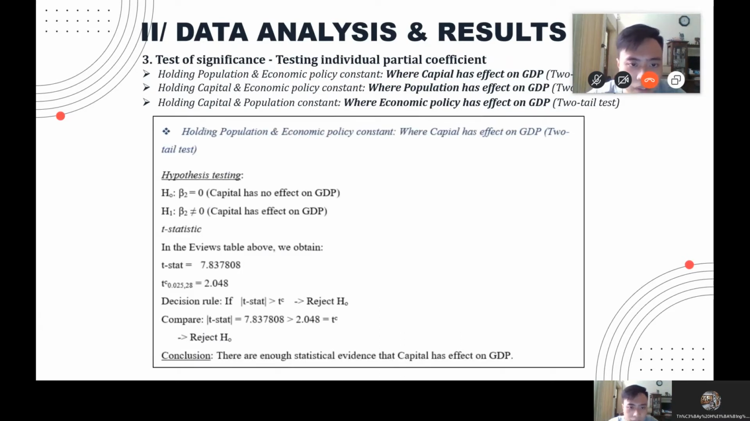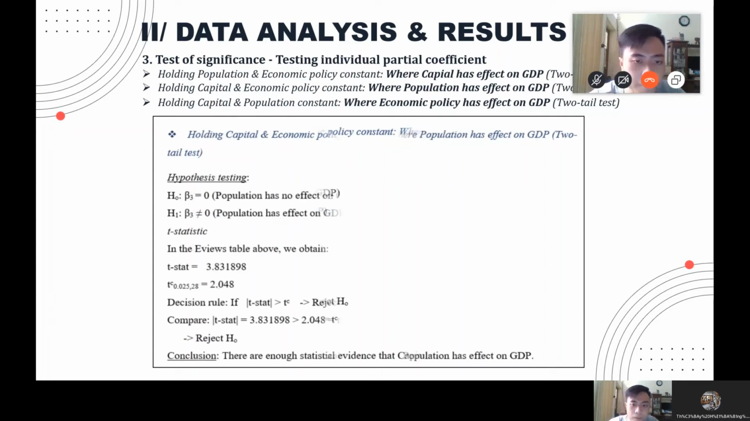With the first variable, holding population and economic policy constant, does capital have an effect on GDP? I use a two-tailed test, with H0 being that capital has no effect and H1 being that capital has an effect on GDP. The T stat, as you can see here, is greater than T critical, so we can reject H0. So there is enough statistical evidence that capital has an effect on GDP.